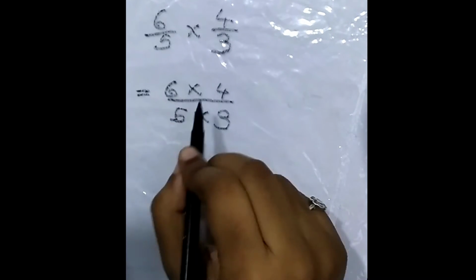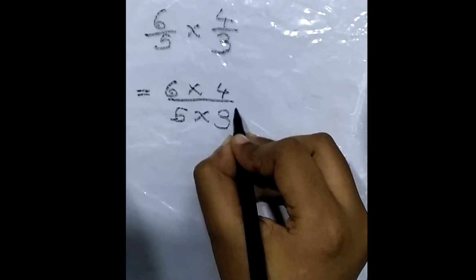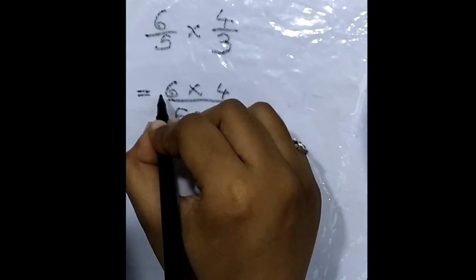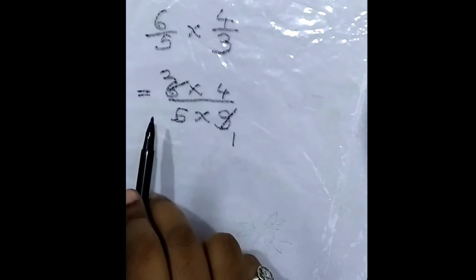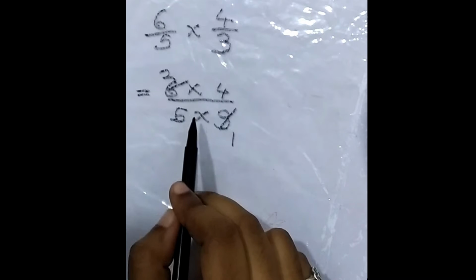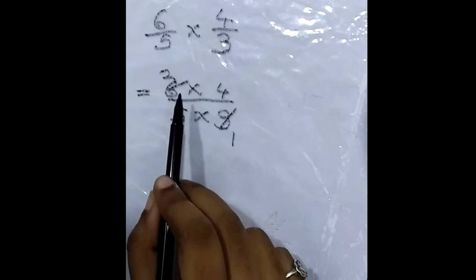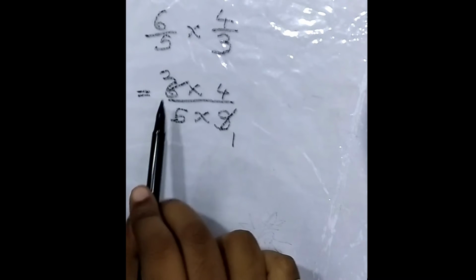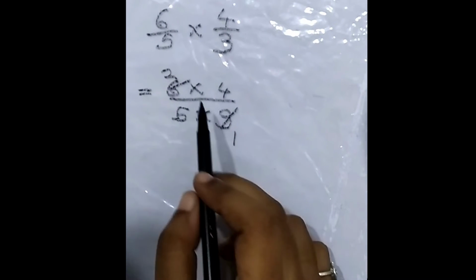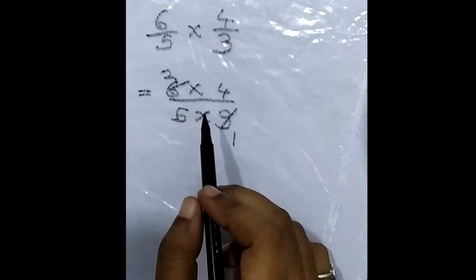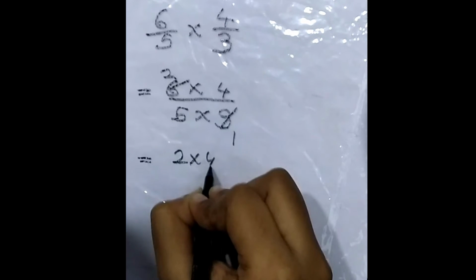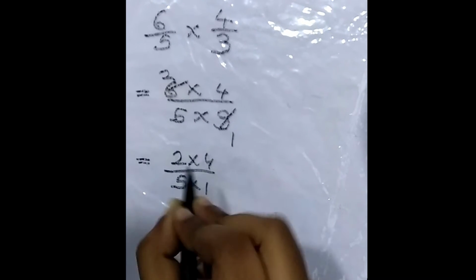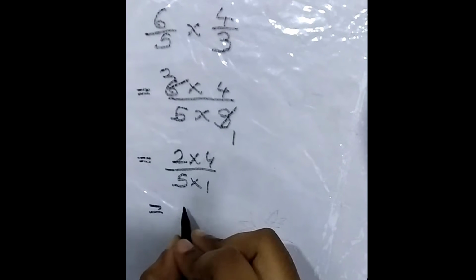While doing this multiplication we can do one thing: 3 ones are 3 and 3 2s are 6. We can do this only when a multiplication sign is there. If any other sign is there, we cannot do such a cancellation. What will be the reduced form? 2 into 4 upon 5 into 1. So what is the answer? 8 upon 5. This is the final answer.